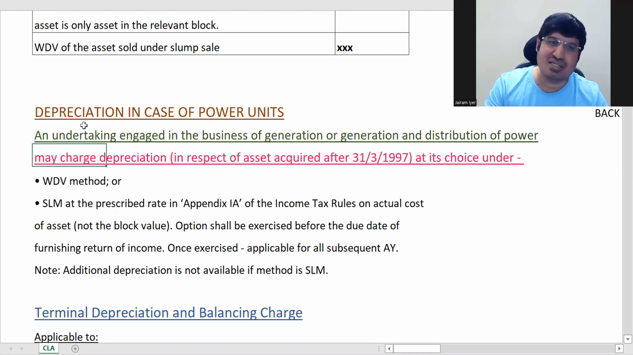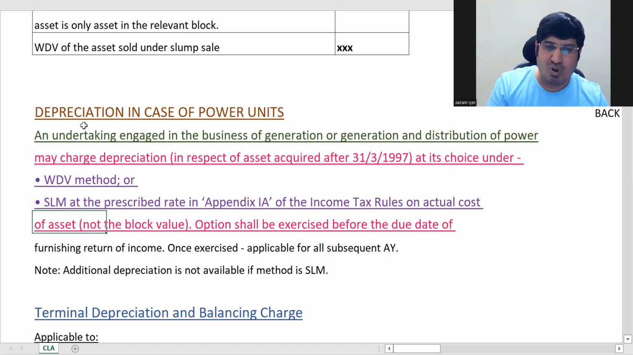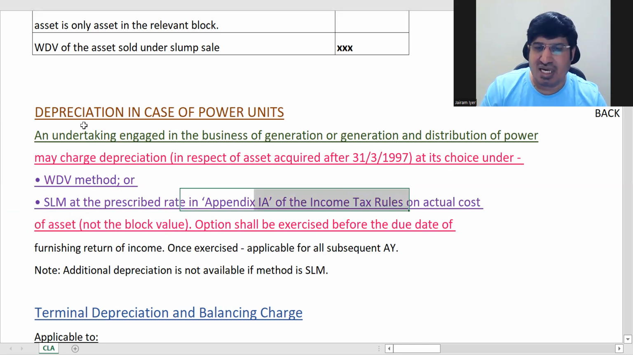There's a date here, that is from when this choice was given. That's not important for you. So they have choice of what? WDV method or straight line method at prescribed rate in Appendix IA of the income tax rules on actual cost of asset. On actual cost of asset, not block value. This is for SLM. SLM will be on actual cost of asset, and the rates have been given in income tax rules. For you it will be given in the problem basically.